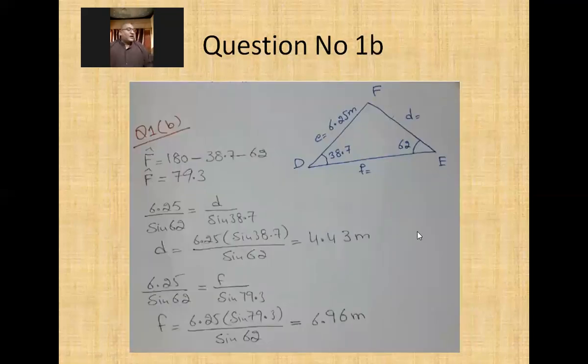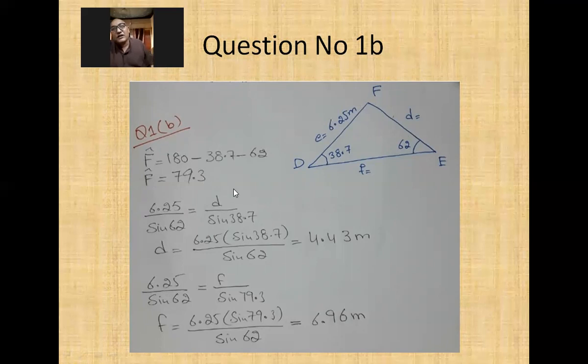Now we are on question number 1, part B, in this diagram. The DF side is 6.25 and the angle D is 38.7. The angle E is 62. The EF side and the DE side are unknown, so we have to find them. And this angle F is also not known. So first of all, we will find this unknown angle, that is F.